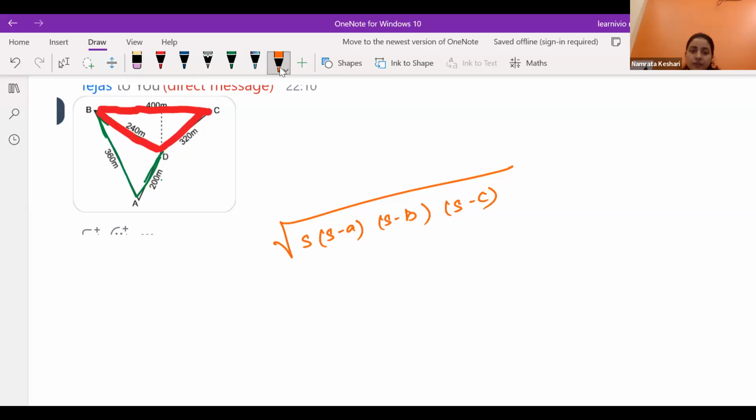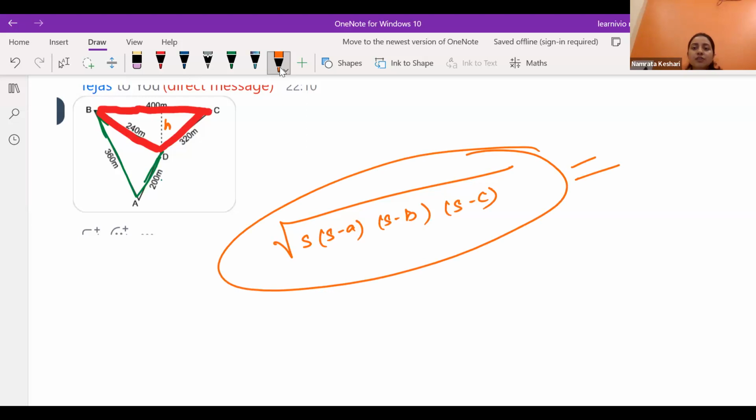If we have to find this height h over here, can we say that the area which we found by Heron's formula will be the same even if we use the other formula? Yes, ma'am, it will be the same. The area by base into height formula and Heron's formula look different, but both will give the same answer. Yes or no?